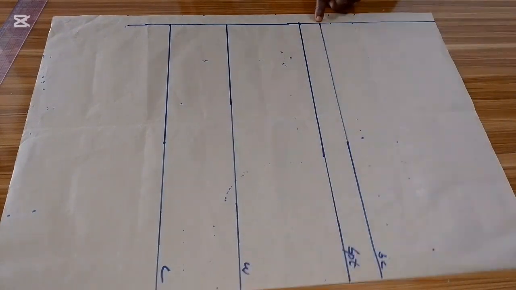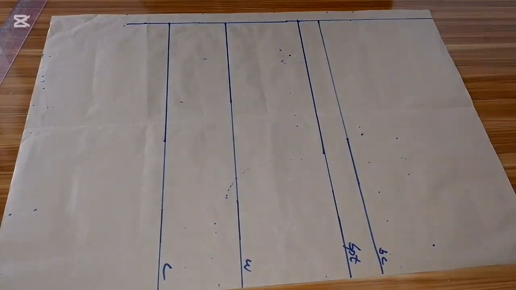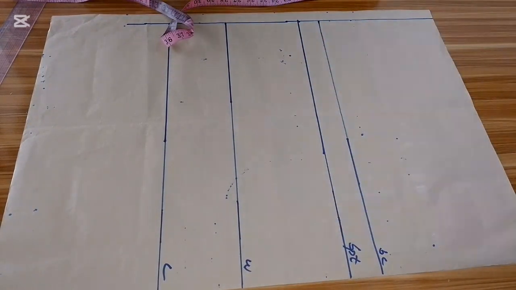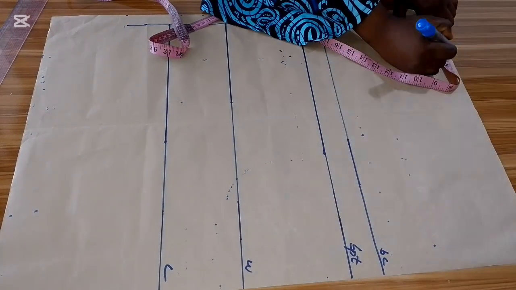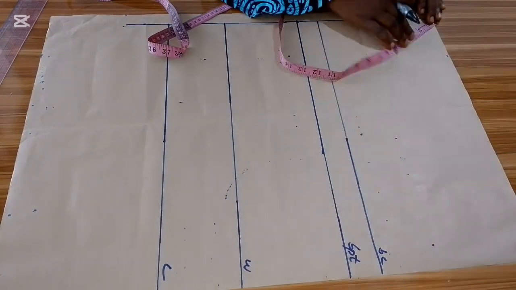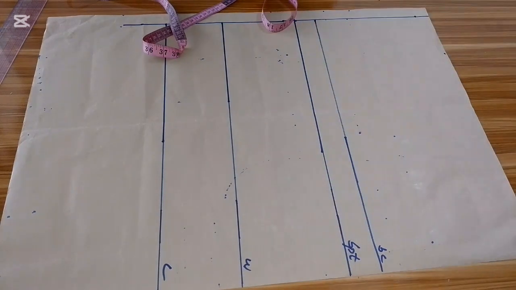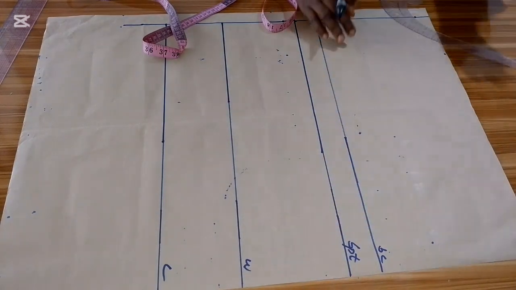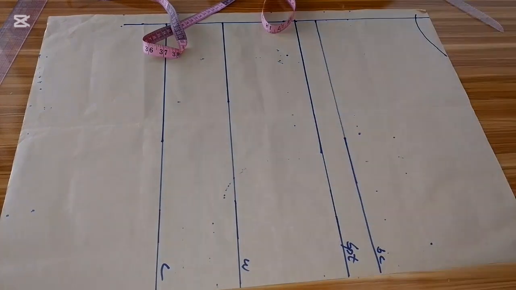For the back pattern, we'll be making use of a basic bodice with a basic dart, but I'll be showing you how to go about the back bodice. It's a very simple tutorial as well. I've gone ahead to mark my zipper allowance of 1 inch. So I'll proceed now to mark my shoulder to bust line, which is 9 inches, shoulder to bust point 10.5, and my shoulder to waist 16, and my shoulder to length 20 inches.